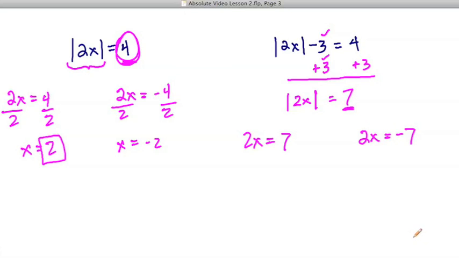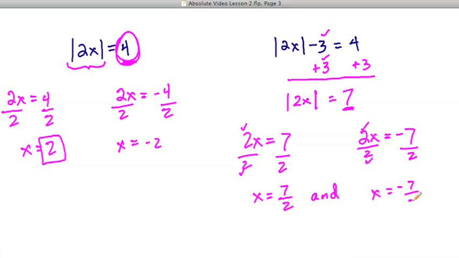And now we solve. Okay? Divide by 2. Divide by 2. Those check out. X equals 7 over 2. Divide by 2. Divide by 2. Check out. X equals -7 over 2. And there's our 2 answers.